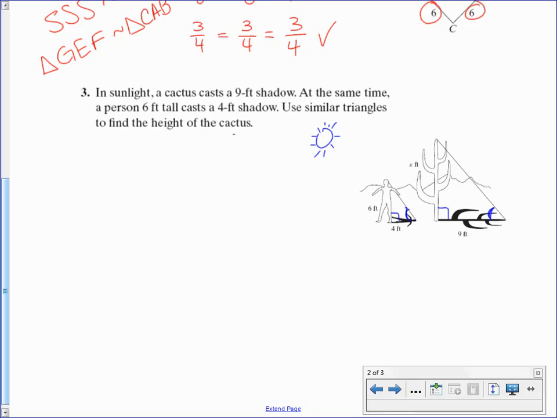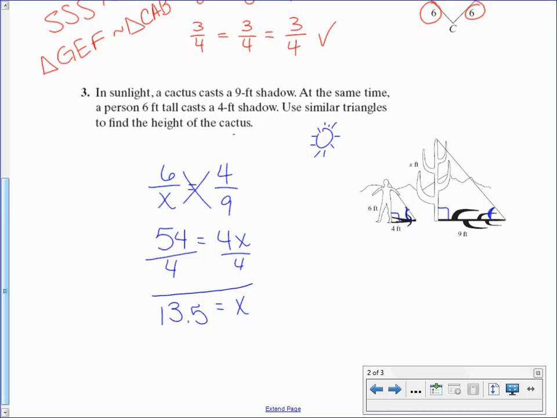So if I set up my proportion, 6 would have to go with x, the height of the cactus. 4 would go with the length of the cactus's shadow. Cross multiply and solve. 54 equals 4x. Divide by 4, and we're going to get x equals 13.5. All right, so what did we just do? We just talked about similarity.